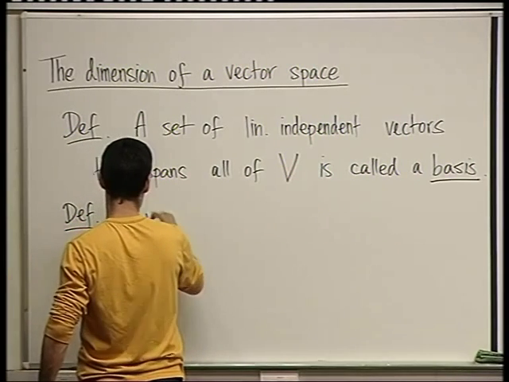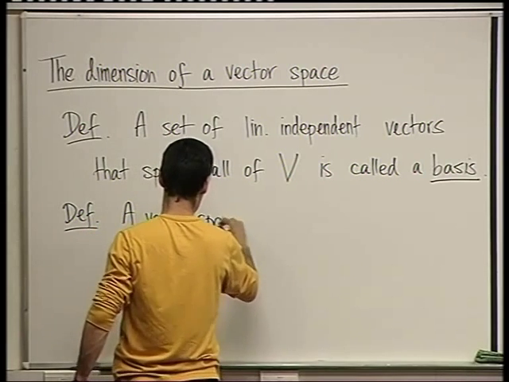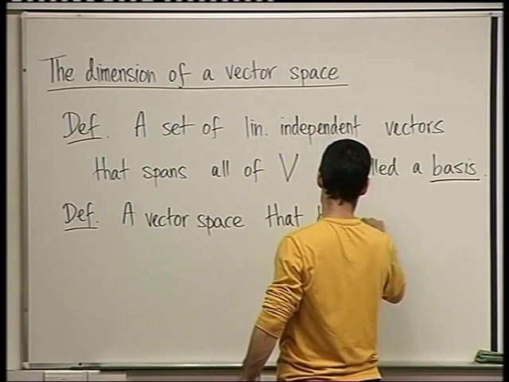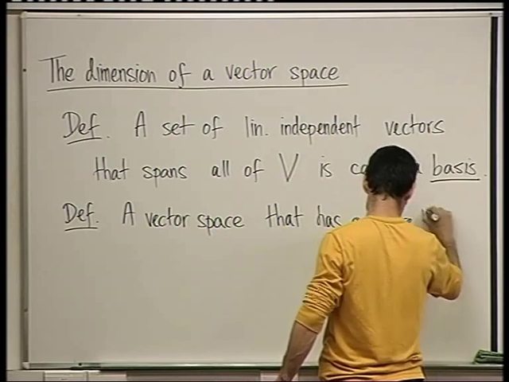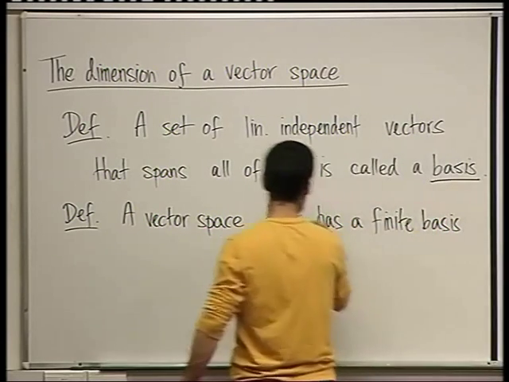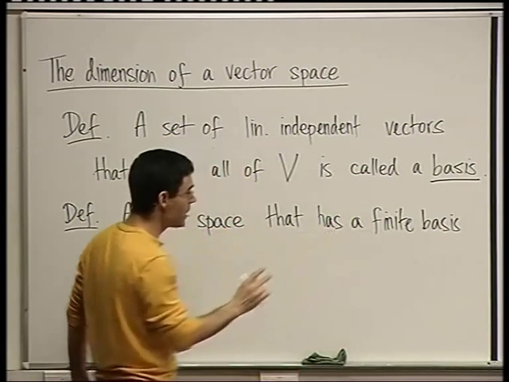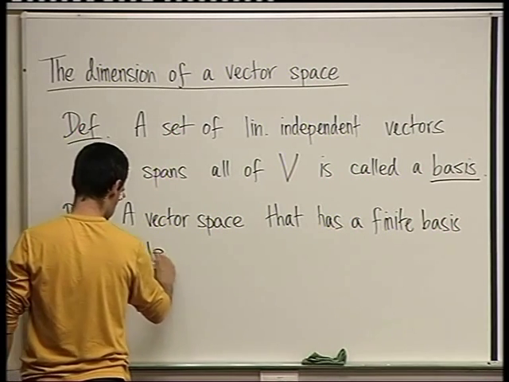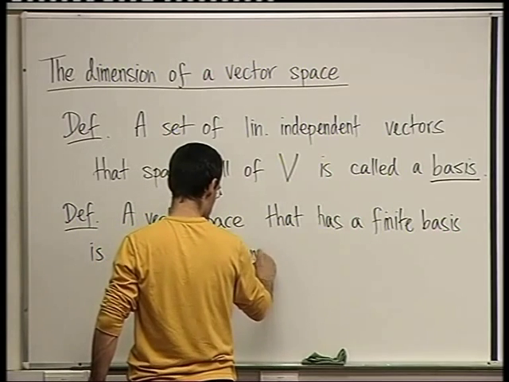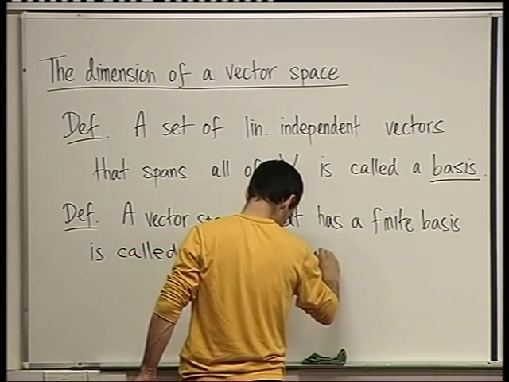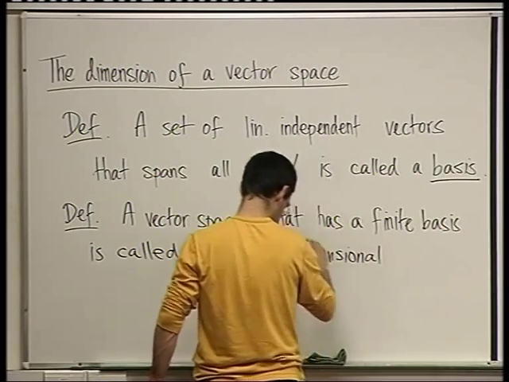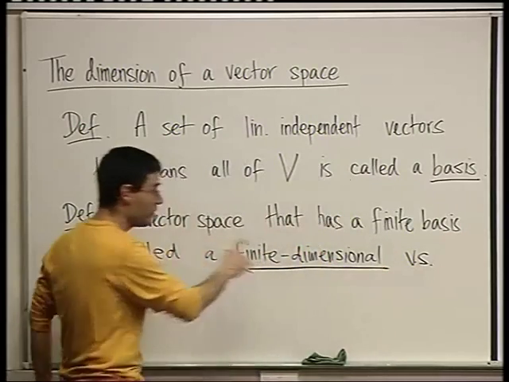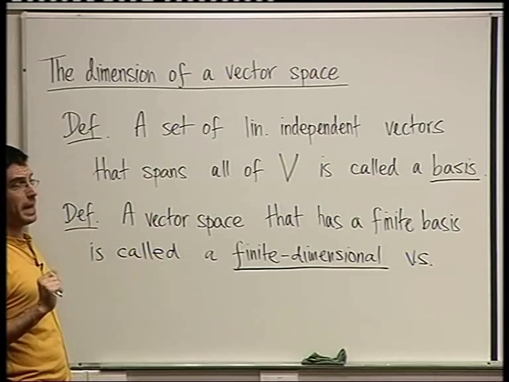A vector space that has a finite basis is called a finite dimensional vector space. A finite basis means that it has some basis with only finitely many elements. Okay, so I'm defining what it means to be finite dimensional before I define the dimension.